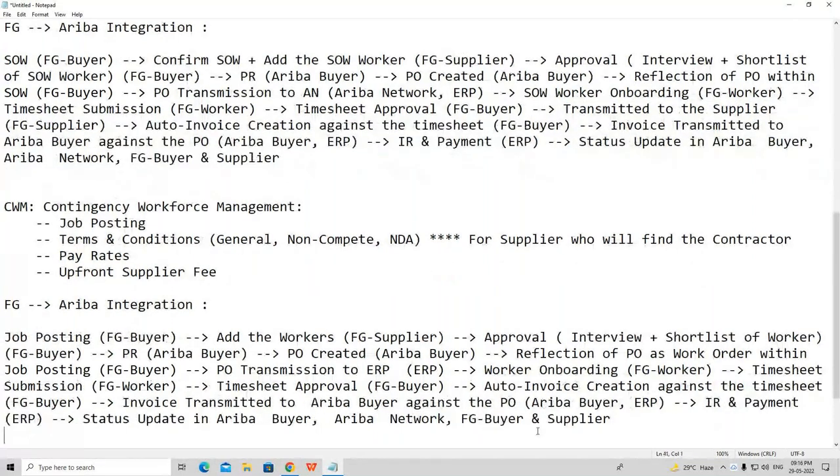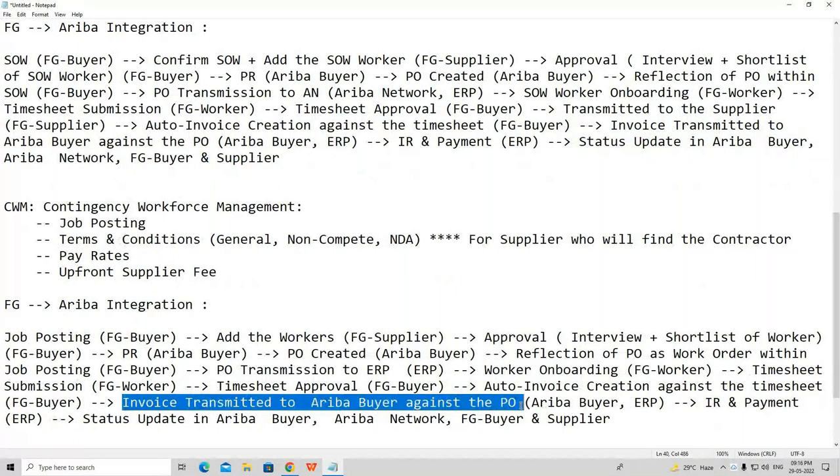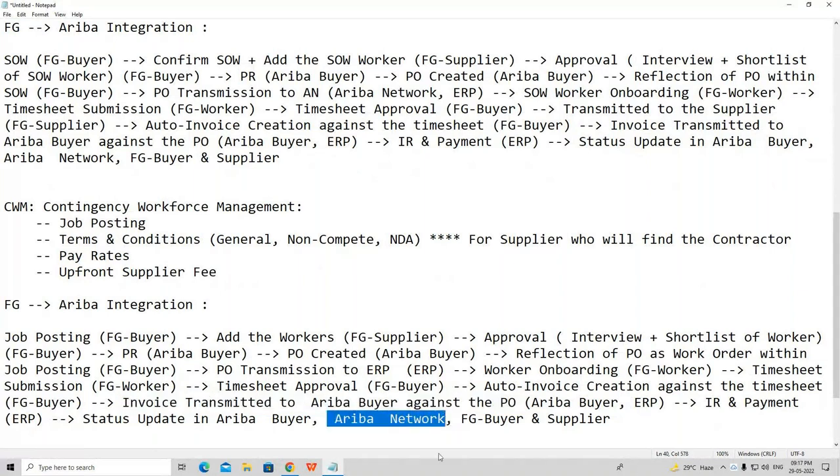Auto invoice creation against the timesheet. Okay. Invoice transmitted to Ariba against the PO. Okay. And this will also go to the ERP. IR and payment will happen in ERP. Status update in Ariba buyer, not in Ariba Network, and FG buyer and worker will come into the picture.